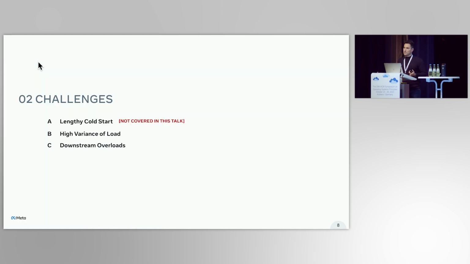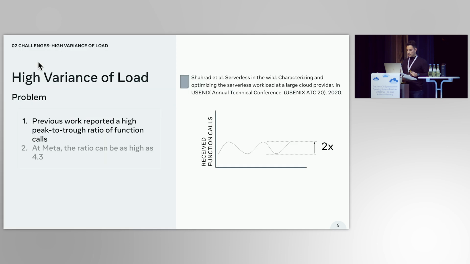And there are several factors that might contribute to the increase in hardware cost. One is obviously the lengthy cold start time, but also the high variance of load and the downstream overloads that might result from the surges in load. For this talk, we're not going to be covering the first one. There are details in the paper, and we'll be focusing on the last two challenges. And it shouldn't be a surprise that the high variance in load can result in hardware costs, but also overload the system and downstream services at the same time.